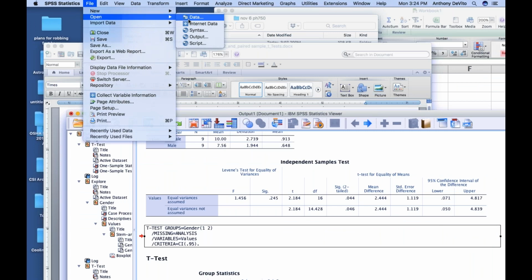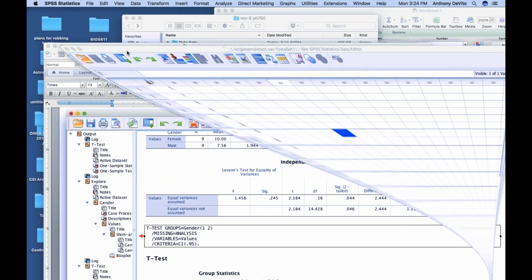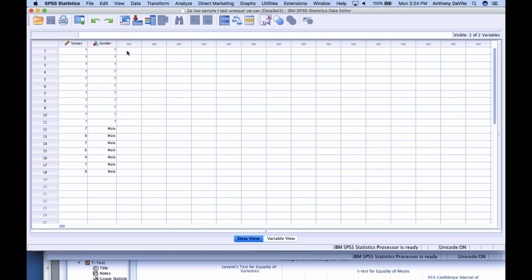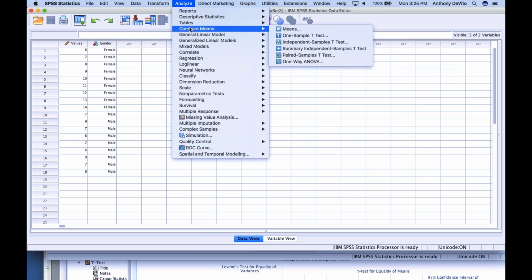Open data, 2A. There it is. I think it's the same data, except we're assuming unequal variance. No, I think it's different data. Analyze, compare means, independent samples t-test.